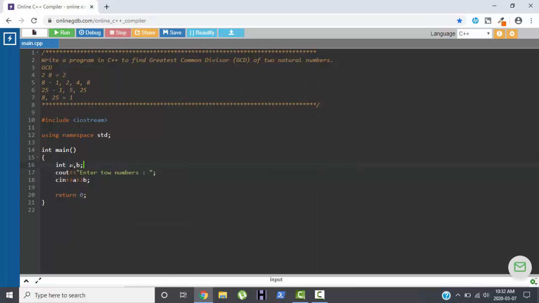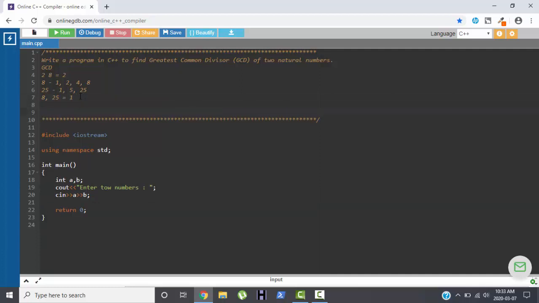These are the two numbers that we want, and there is one logic that I'll be using to find the greatest common divisor. I will be subtracting the smaller number from the greater number until both the numbers are equal. I will explain the logic here. Suppose the numbers are 8 and 25. First I will be comparing whether A is greater than B. Suppose A is 8 and B is 25.